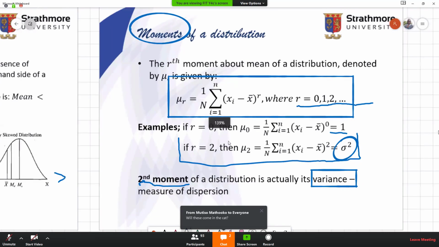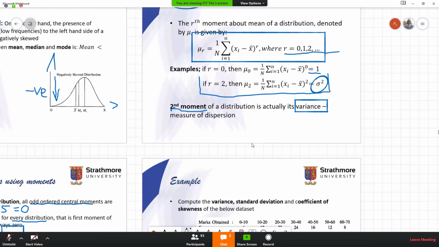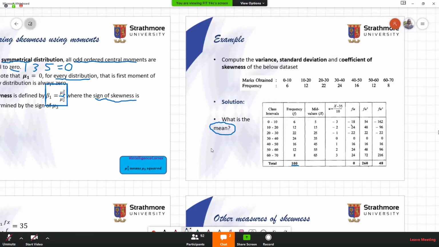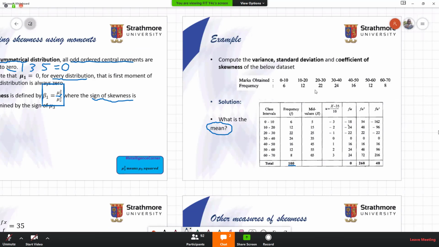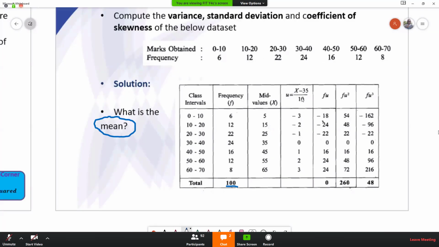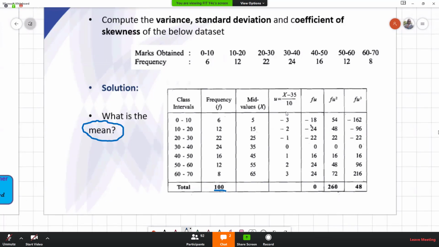But due to the flow, here is what we have. The mean is 35. What I wanted to point out is that we have this column where we're just taking the deviations from the mean. So we're just saying x minus 35. And to simplify things, we're dividing it by 10 so that we have smaller values. After that we call that column u, you can call it anything.